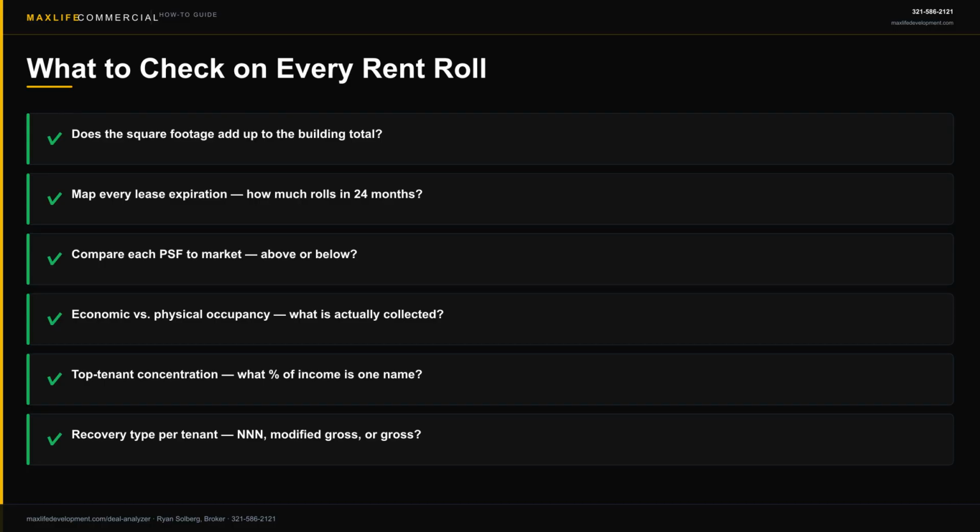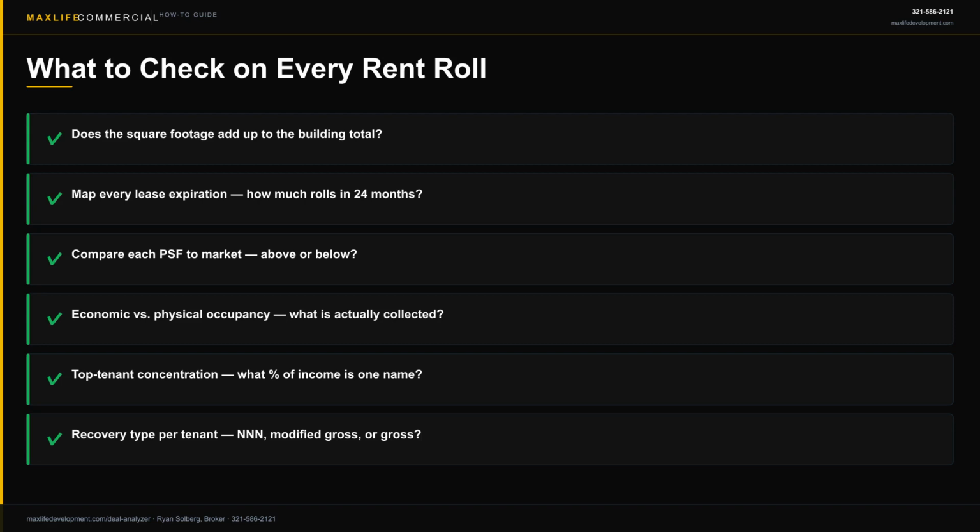Now, the mistake that costs people real money, treating the rent roll as fact. It is not fact. It is the seller's claim about the income. The rent roll says a tenant pays $5,000 a month. The lease might say that tenant can terminate after year 1, or got $50,000 in free rent, or is already expired and sitting month to month. Same line, completely different reality.